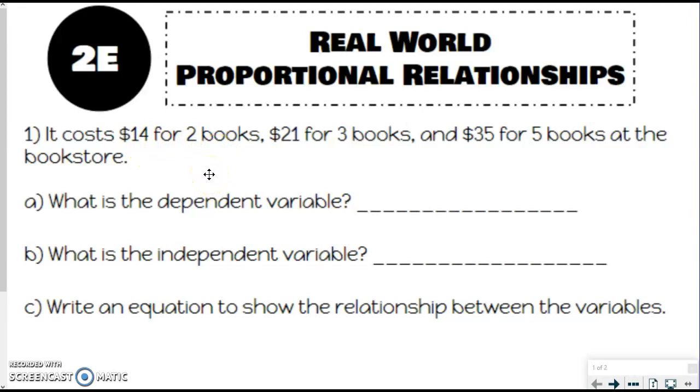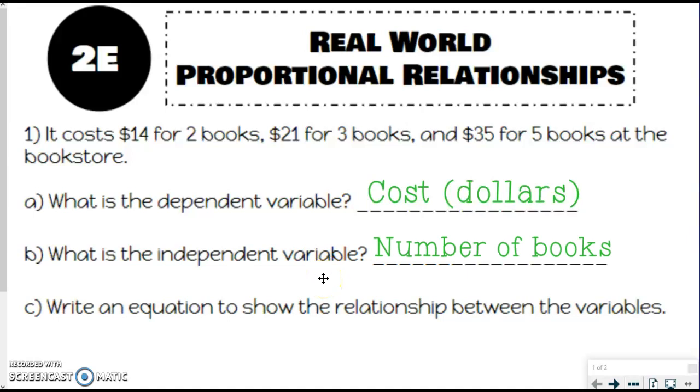Okay? So since we have $14 for the books, you aren't going to have to pay unless you buy the books. So that means the money depends on the books. So the dependent variable is the cost, or you can say dollars, you can even say money, any of those choices. And the independent variable is the number of books. We don't know the cost unless we know the number of books.